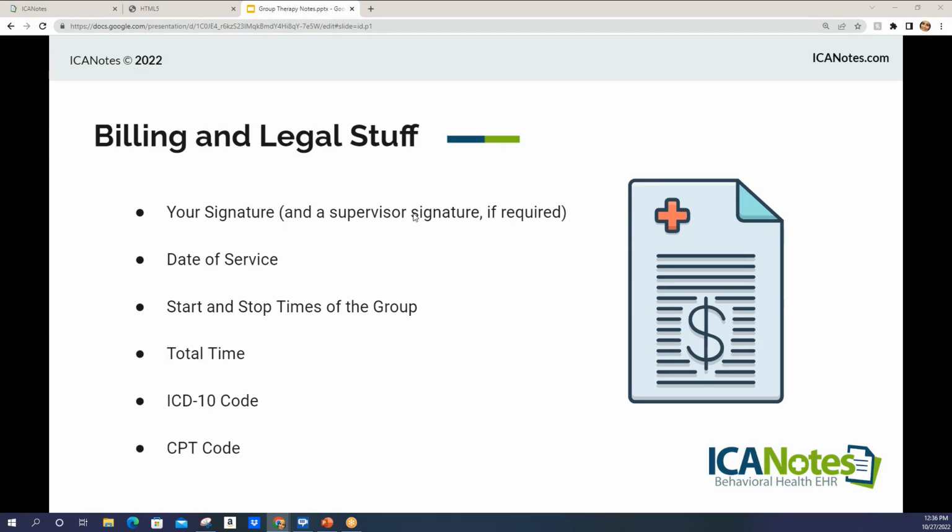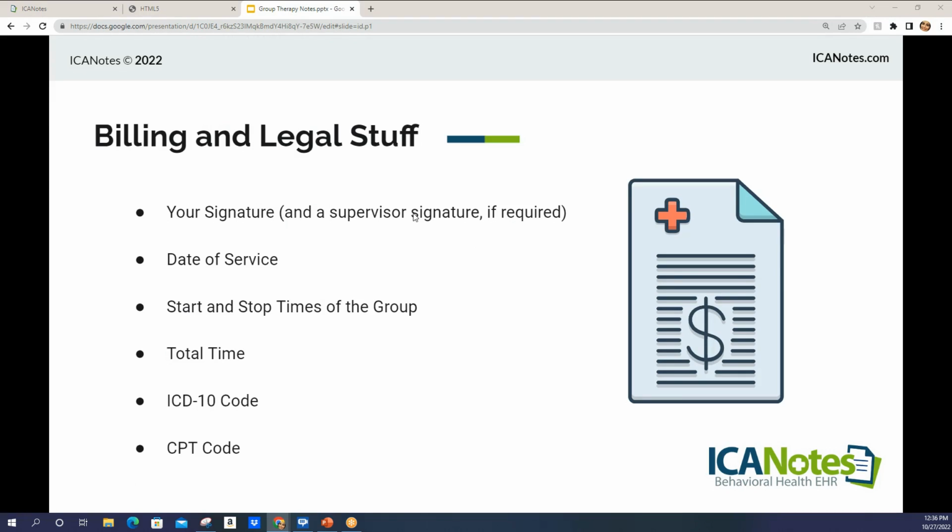So that has to be there. There also has to be start and stop times of the group. Depending on who your reimburser is, they could request total time as well. So you've got to say, I was in the group for 60 minutes. We started at 2 p.m. We ended at 3 p.m. Right. So your ICD-10 codes or your DSM-5 codes have to be on there, and then your CPT codes.